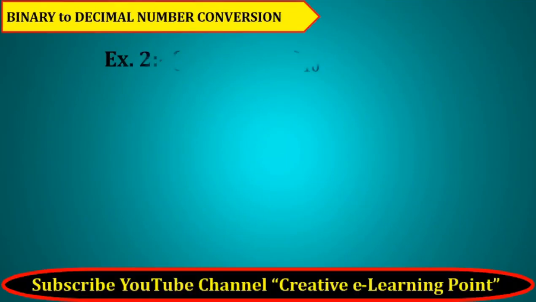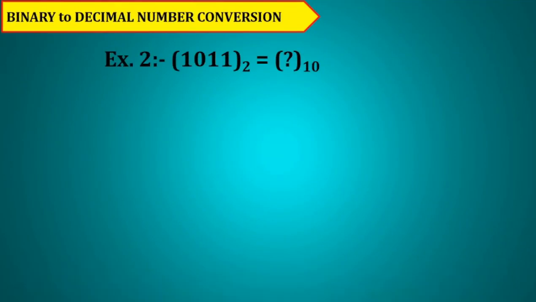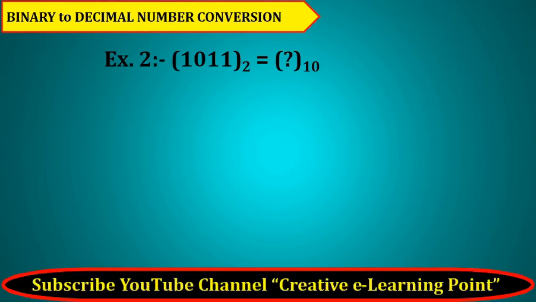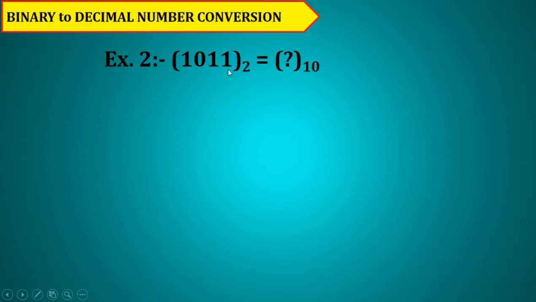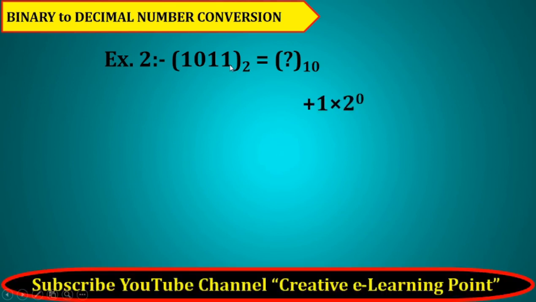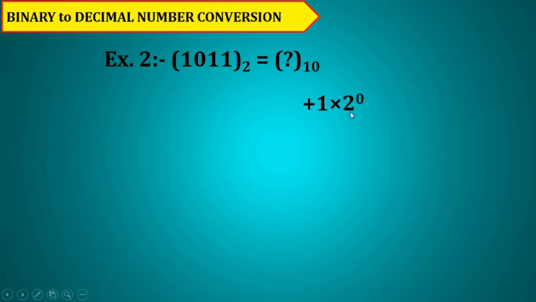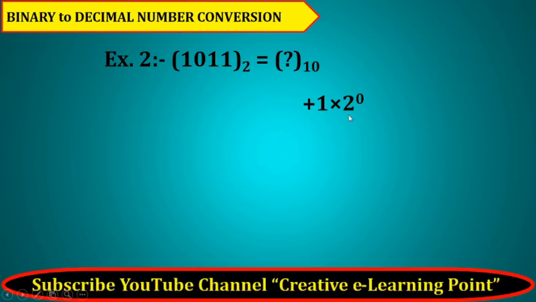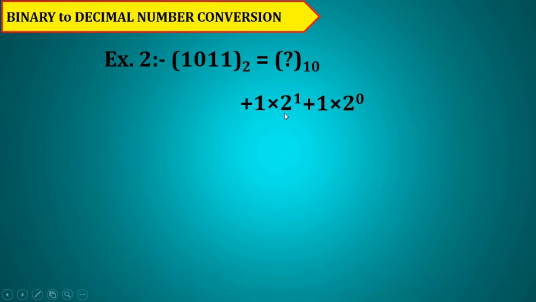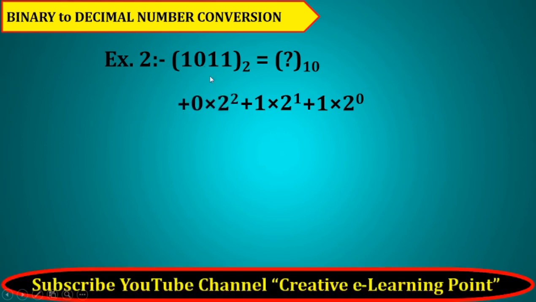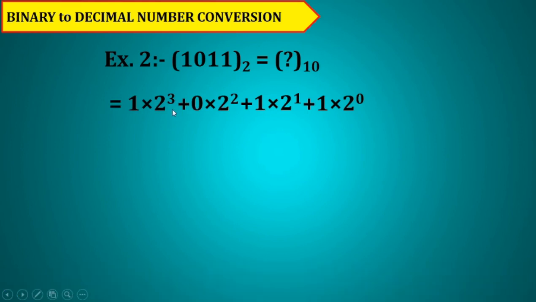Let's have a look at another number. Here we have the binary number 1011. According to the formula, this is the least significant bit and this is the most significant bit. So let's put the binary position values of each bit. This one will have a position value 2 raised to 0. This one will have a value 2 raised to 1. This one will have a value 2 raised to 2, and this one will have a value 2 raised to 3.